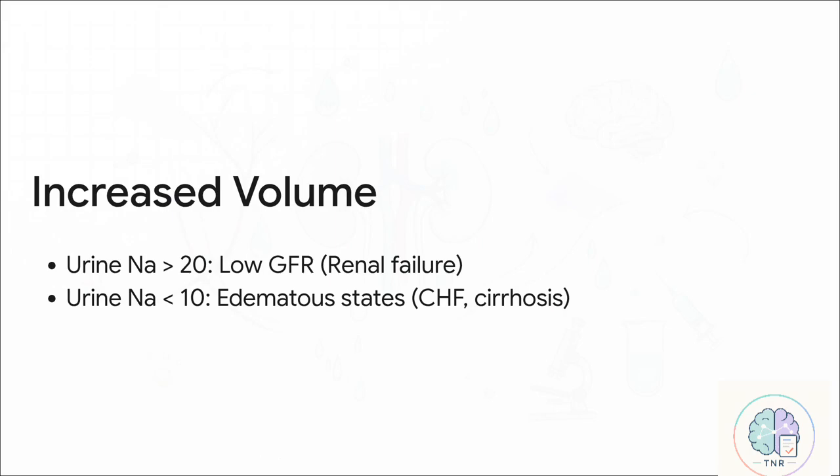Finally, if the patient is hypervolemic, they're overloaded with fluid. If their urinary sodium is over 20, their glomerular filtration rate is low, which means we're thinking acute or chronic renal failure or severe hypothyroidism. But if that urinary sodium is under 10, the kidneys are holding on to sodium despite the overall fluid overload. This is the classic hallmark of edematous states like congestive heart failure or advanced cirrhosis.